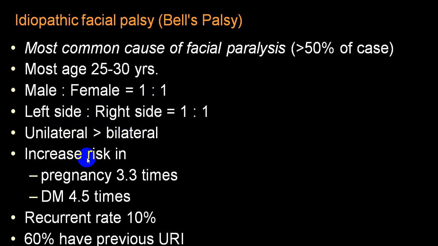There's an increased risk during pregnancy, almost 3.3 times more. And persons who are diabetic, it is almost 4.5 times. Recurrence rate is almost 10%. And 60% have had a previous URTI, upper respiratory tract infection.